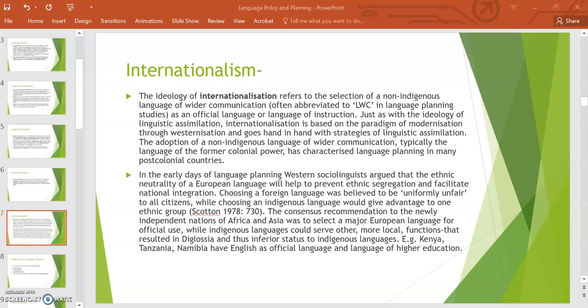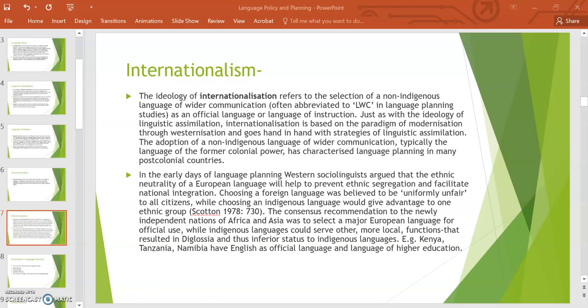So, this is one ideology that has its root in the colonial past of many of these countries that have adopted this. In the early days of language planning, Western sociolinguists argued that the ethnic neutrality of a European language will help to prevent ethnic segregation and facilitate national integration. Choosing a foreign language was believed to be uniformly unfair to all citizens, while choosing an indigenous language would give advantage to one ethnic group. I hope you remember the anti-Hindi agitation in Madras that we talked about when we were doing language identity.